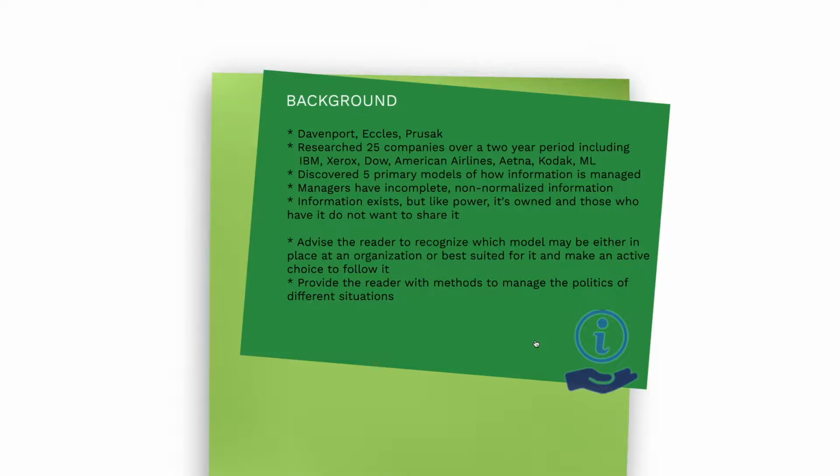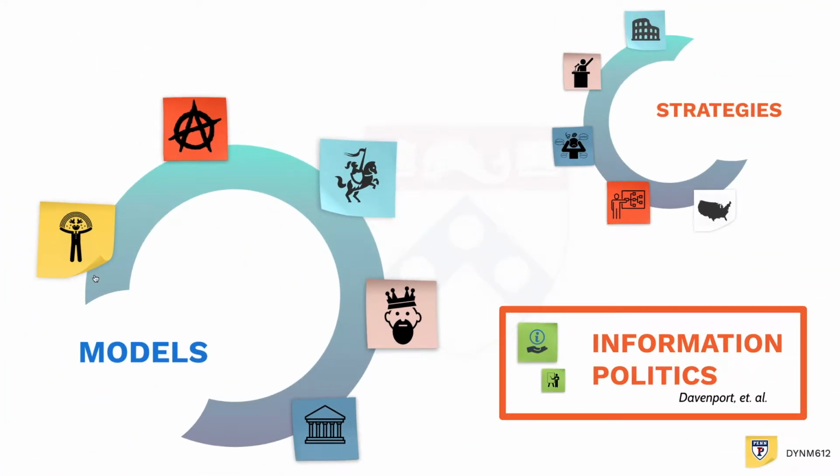In the end, they determined that managers have incomplete and non-normalized information, and that, like power, information exists in an organization but is owned, and those who have it do not wish to share it. The authors advised the reader to recognize which model may be either in place at an organization or perhaps best suited for it, and then make an active choice to follow it. The authors provide the reader with methods to manage the politics of different situations. Let's begin with our survey of the 5 information models.